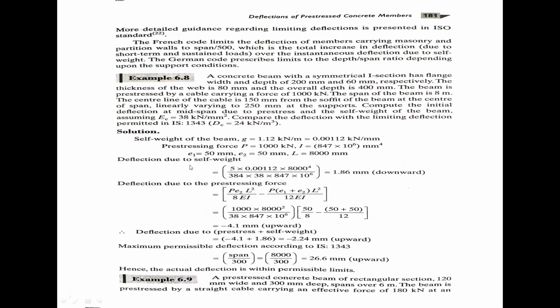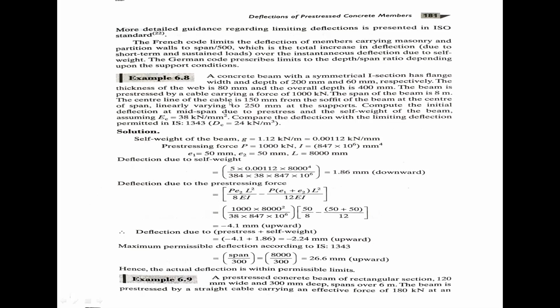Now deflection due to self weight. I already know the formula: 5 g L to the power 4 divided by 384 EI. Now we have to substitute this in the formula. Finally, downwards means positive deflection. Plus means downward deflection. And calculating deflection due to prestressing force, write the formula: P E2 L square by 8EI minus P into E1 plus E2 at midspan, E2 L square by 12 EI. Now substitute this in this formula.